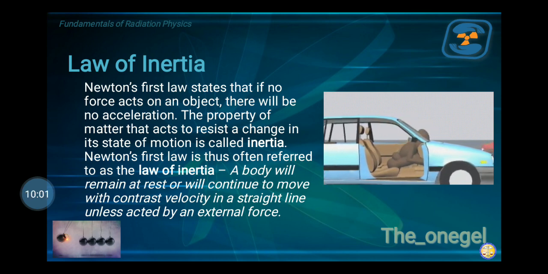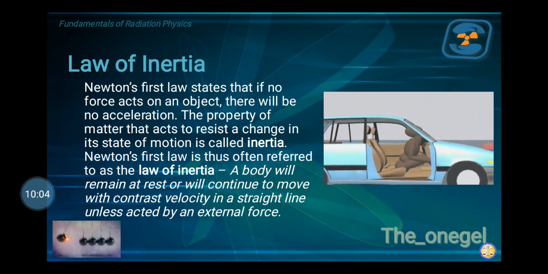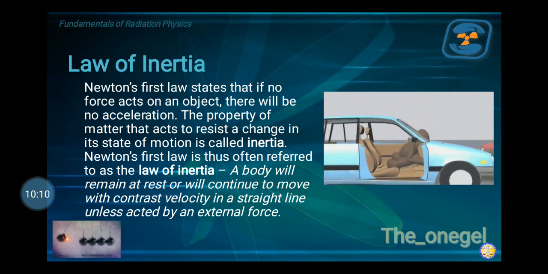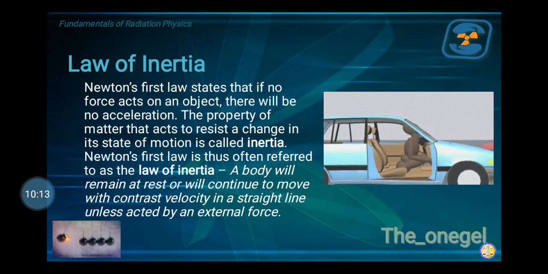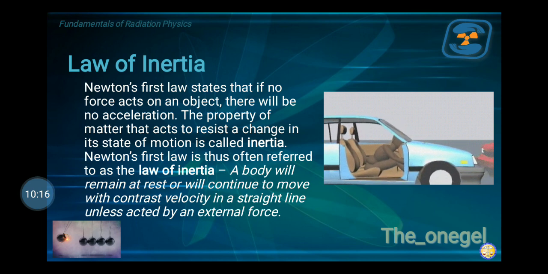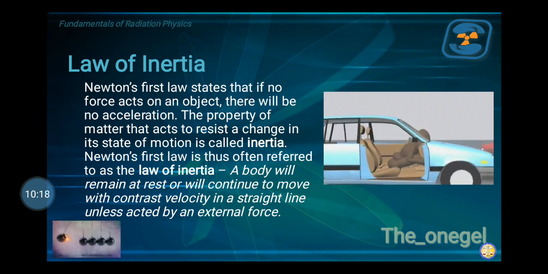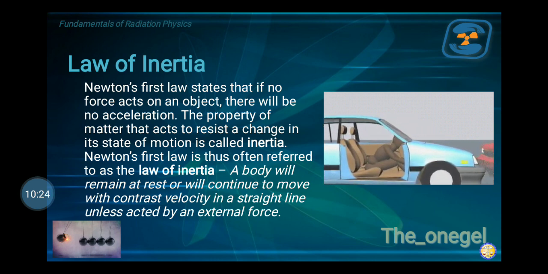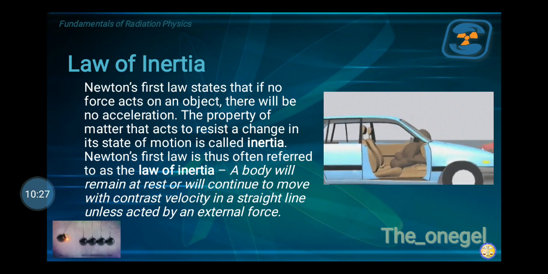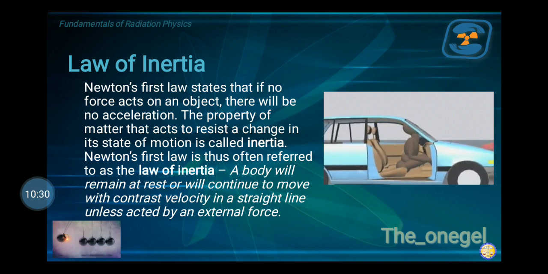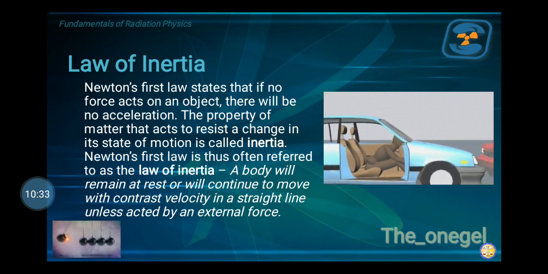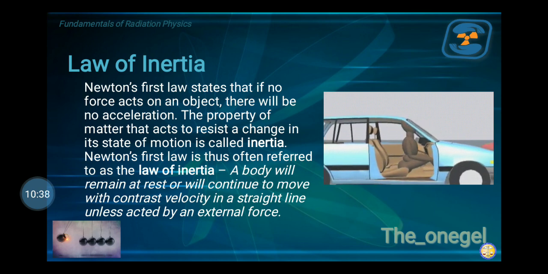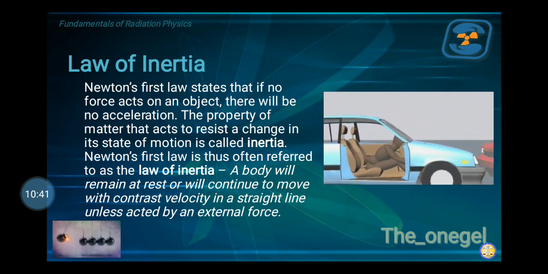The property of matter that acts to resist a change in its state of motion is called inertia. So Newton's first law is often referred to as the law of inertia, which tells us that a body will remain at rest, or it will continue to move in a straight line with a constant velocity, unless acted on by an external force. In a straight line, okay? Because if it's on an incline, for example going downhill or uphill, you will experience acceleration, because there's the force of gravity.